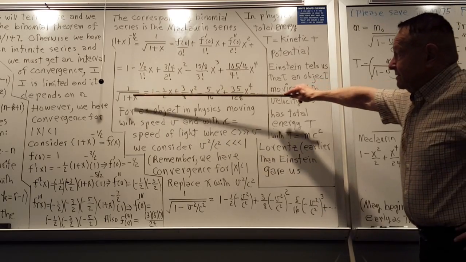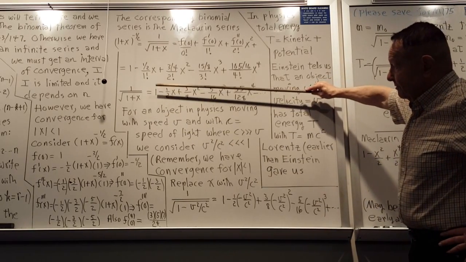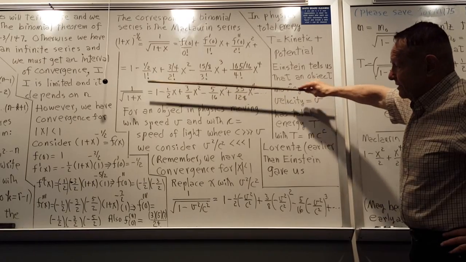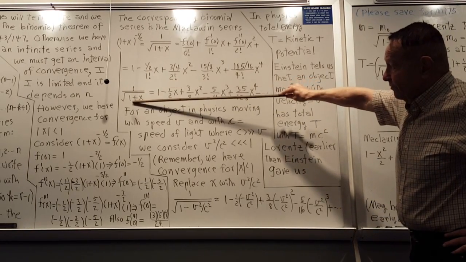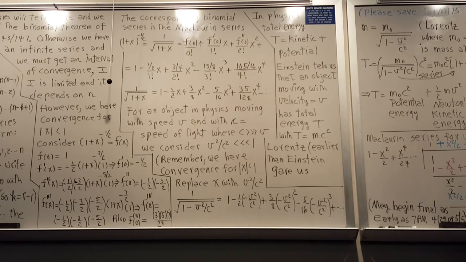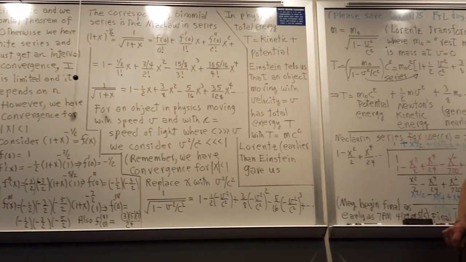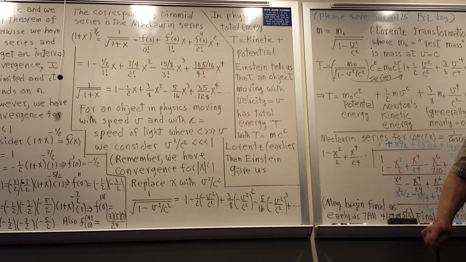So this is a binomial series, as it's called, but it's really a Maclaurin series for 1 over square root of 1 plus x. Well, why is that so important? Well, it turns out it's very much so if you're thinking about physics.